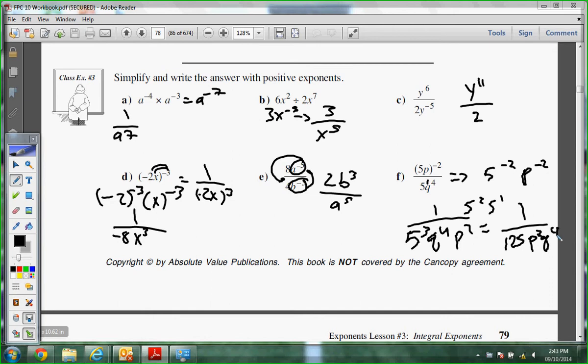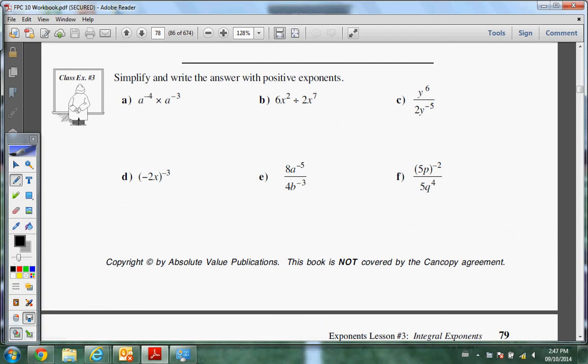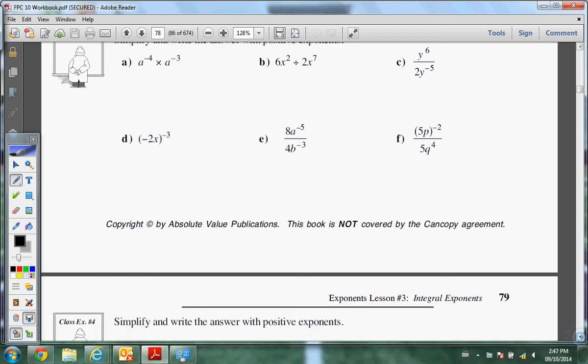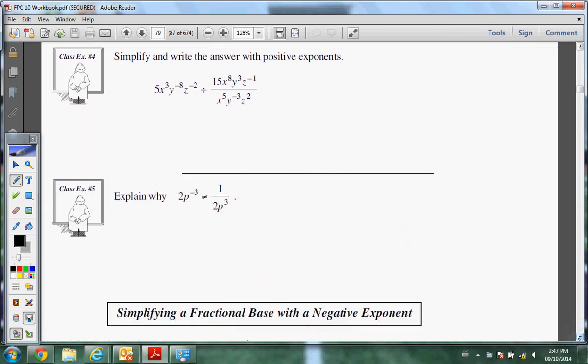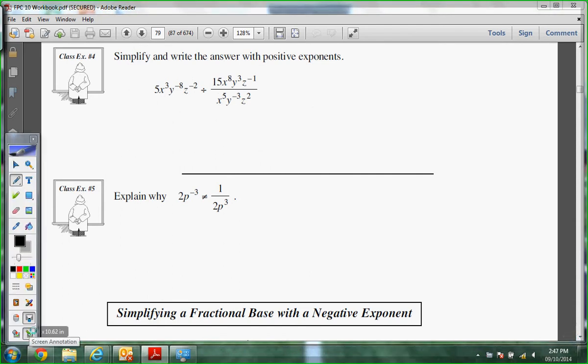Okay, we got two more examples. I'm going to talk about fractions real quick. All right, so this one's got a lot going on. So when you divide fractions, how do you divide fractions in general? You flip and multiply. So I would do that first.